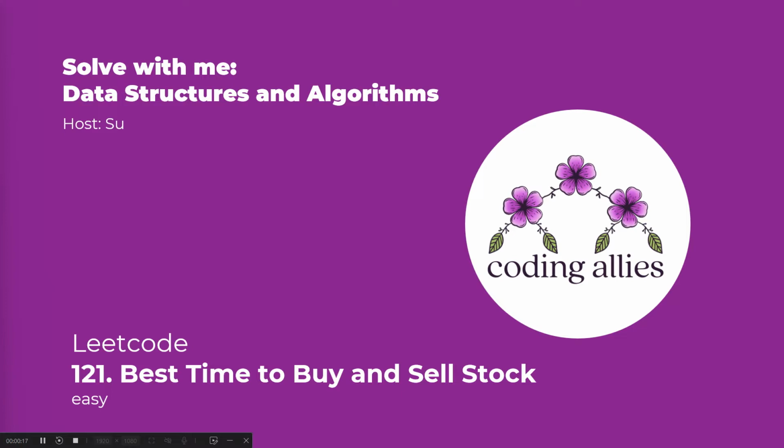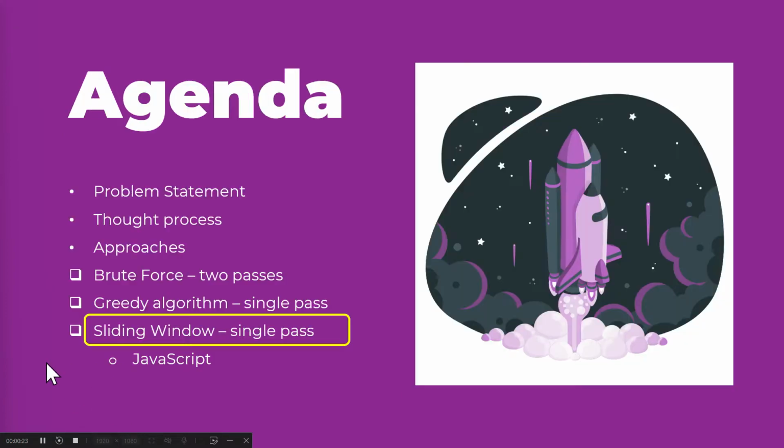I'm your host Sue. Today we are solving this Leetcode problem 121, Best Time to Buy and Sell Stock. So this is the agenda. First, I will go through the problem statement and then the thought process for the sliding window approach. I have done two videos for the brute force and greedy approaches, and I will put the links in the description.